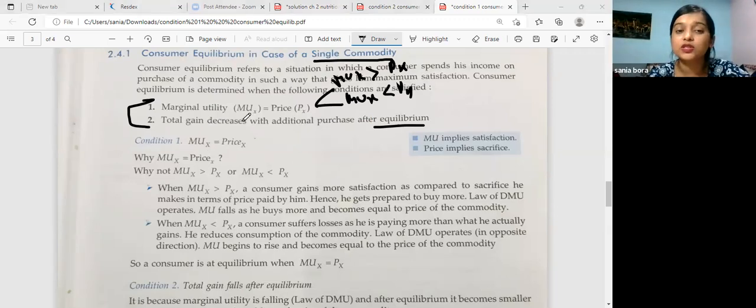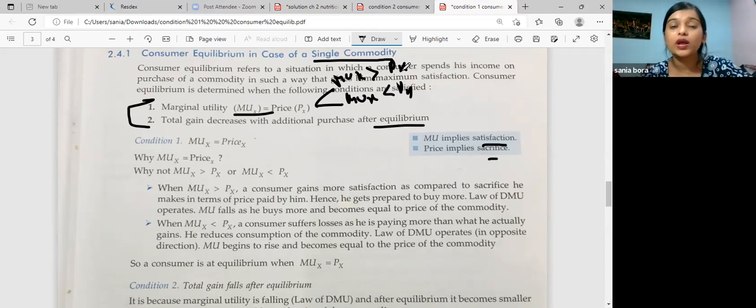Ma'am, the question is, what is MU? MU is basically satisfaction and price is basically sacrifice. Over here you can see MUX is greater than PX. That means your satisfaction is more and your sacrifice is less. So in that condition, of course, if you are getting more satisfaction as compared to your sacrifice, you will consume that product more. When a consumer gains more satisfaction as compared to the sacrifice he makes in terms of price paid by him, he is prepared to buy more.